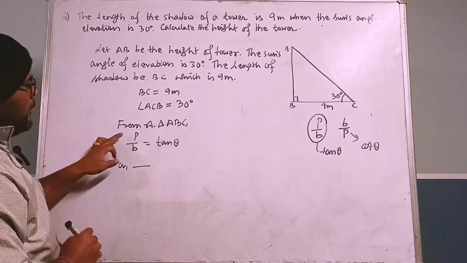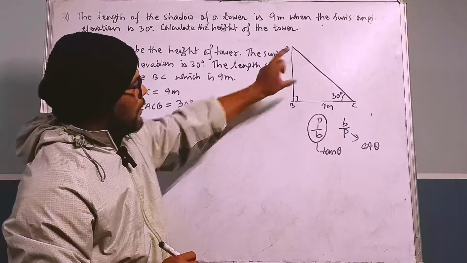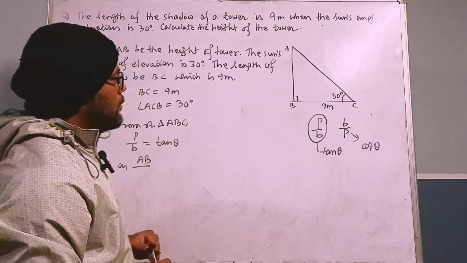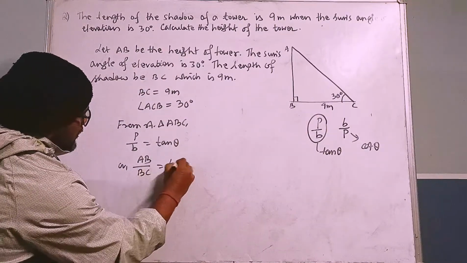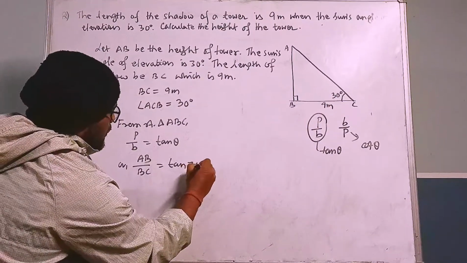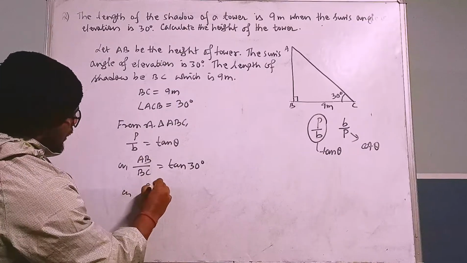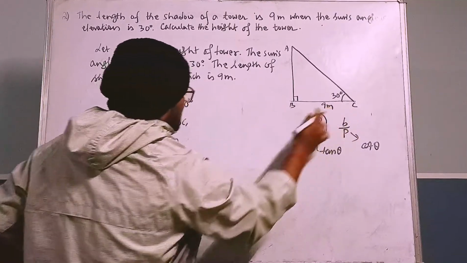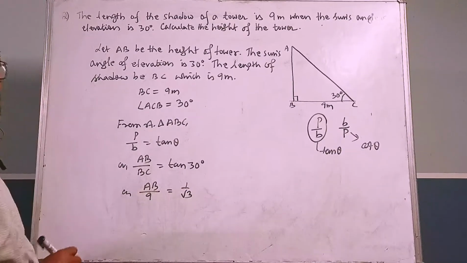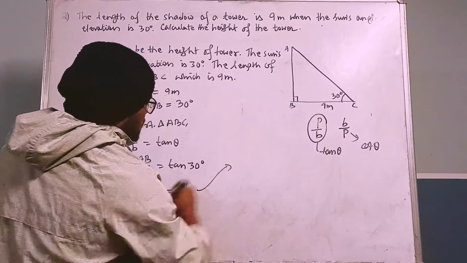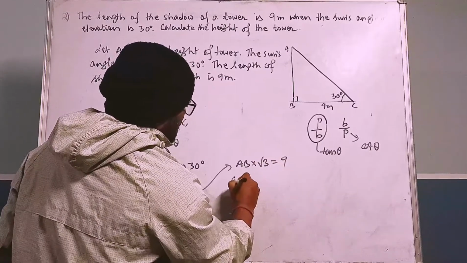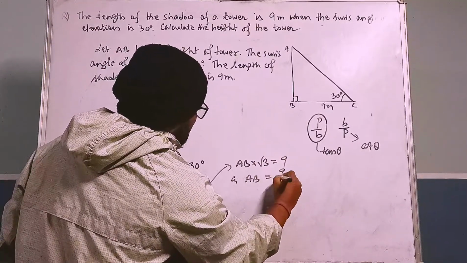So from right angle triangle ABC, perpendicular by base is known as tan theta. Perpendicular means, from the diagram, AB. Base is BC. And then you have to replace theta by its angle, given here as 30 degrees. So AB by BC, which is 9 meters, equals tan 30, and we know the value of tan 30 as 1 upon root 3. Now how are you supposed to find the answer? Cross multiply.